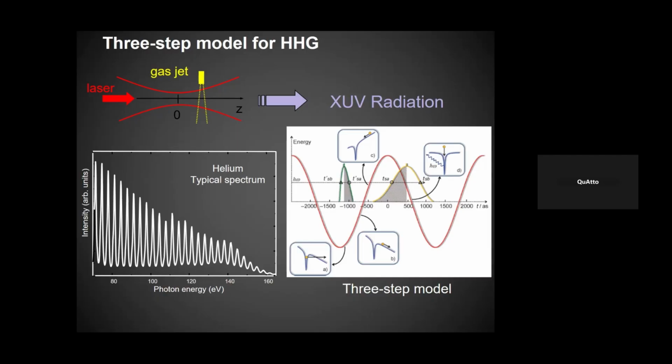Essentially, in order to get a certain photon energy, the electron can tunnel through the potential barrier at this time, and then it will recombine at a later point here. This is one possibility, corresponding to the short path, or it can tunnel out from this earlier time and recombine later, and this will be the so-called long path.